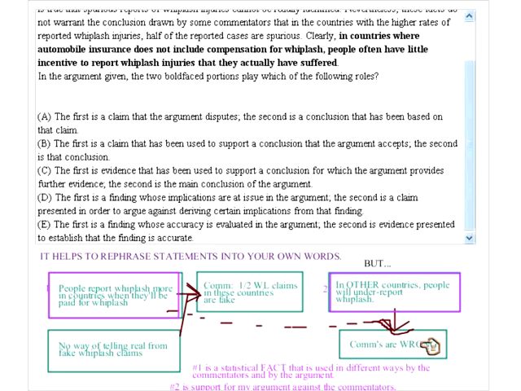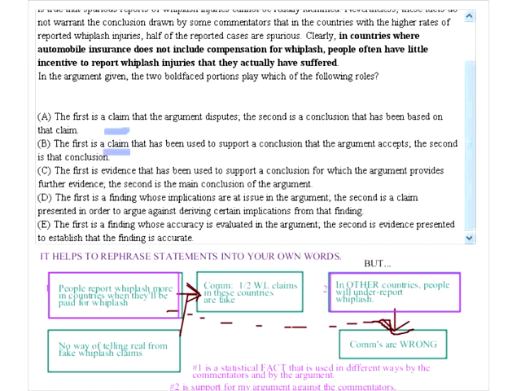Give me a smiley face if that makes sense, particularly the one who asked that question about the second one being the conclusion or not. If you understand, then give me the smiley. Okay, good. All right, so what I want to do now, let's revisit the following words in the answer choices.